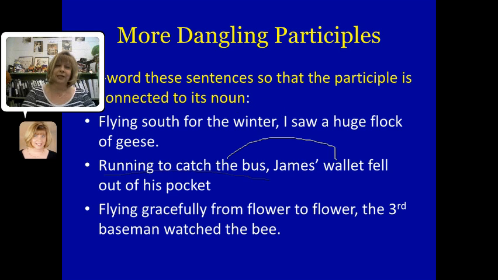And the same thing on the last example, flying gracefully from flower to flower, the third baseman watched the bee. Now, I've seen some pretty impressive third base playing, but I don't think I've ever seen a third baseman fly gracefully on the field from flower to flower. What you have here is a classic dangling participle where this phrase, flying gracefully, has become separated from its intended descriptor, which should be the bee itself.